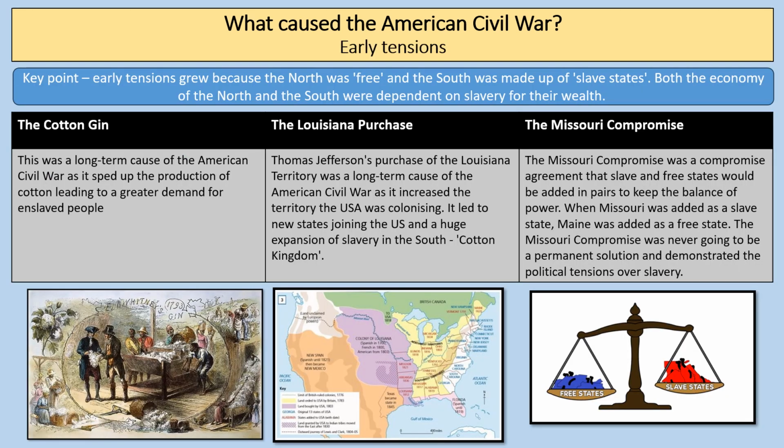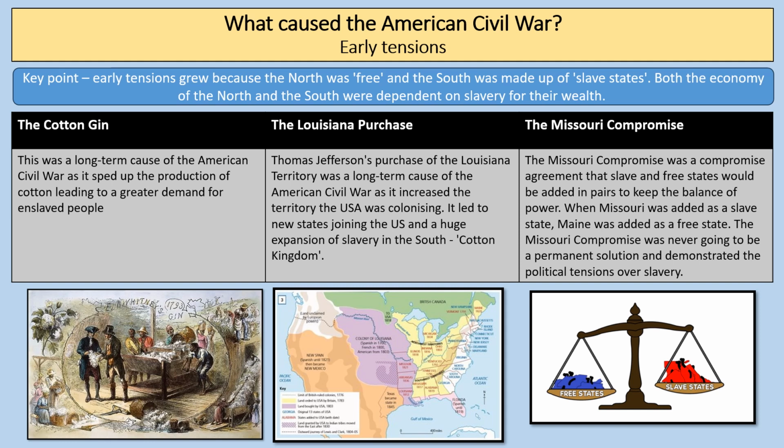So let's look at some of these early tensions. One of the key reasons for the American Civil War is that the tensions that caused it were there right from the birth of the USA. The cotton gin was a key long-term factor because it sped up the production of cotton, leading to a greater demand for enslaved people. So it made slavery even more of an issue and made the southern economy and the southern states like Alabama and Mississippi much more reliant on slavery.